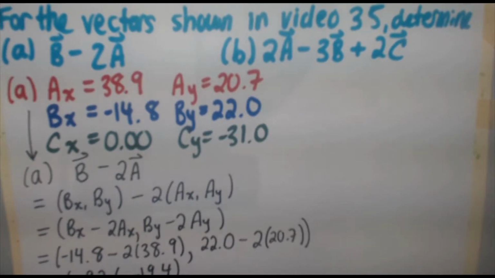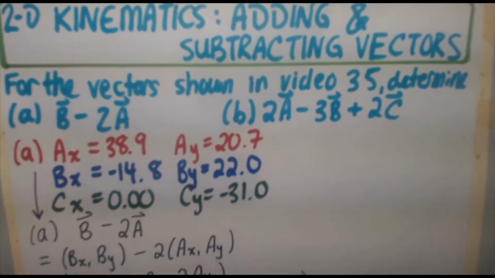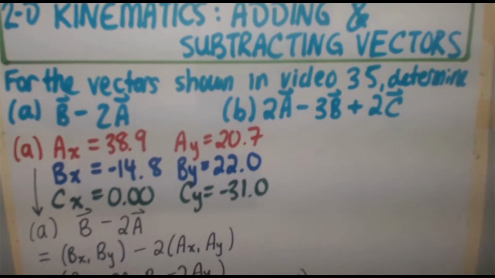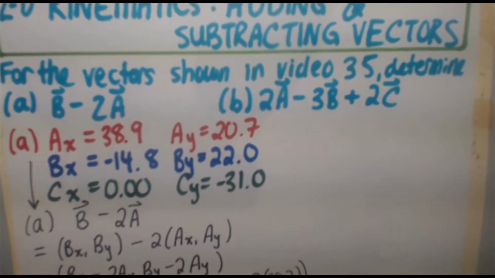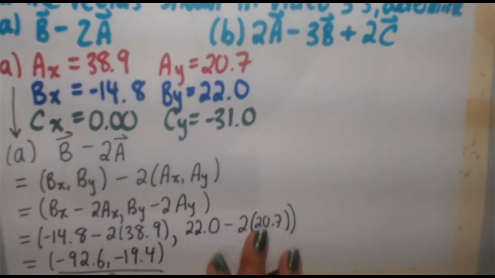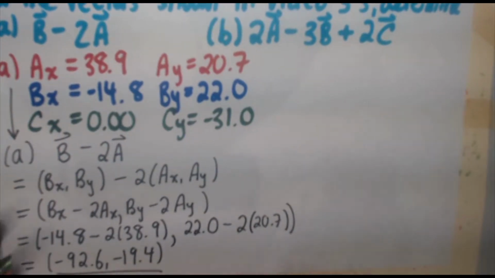We're asked to determine B minus 2A. It's great that we found the coordinates, but we're going to actually find the magnitude and the direction of this vector. It's not sufficient to simply express it by this. So let's go ahead and do that. We'll find the magnitude first.